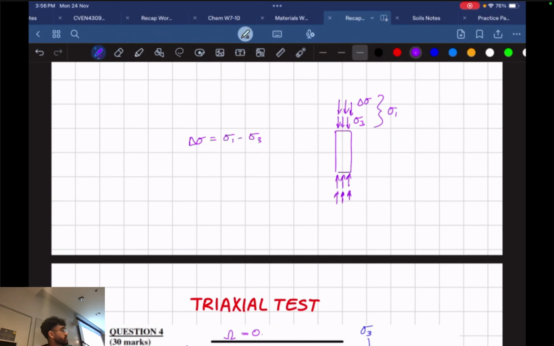Make sense? No? It's in your lectures as well. Any questions about this? No?